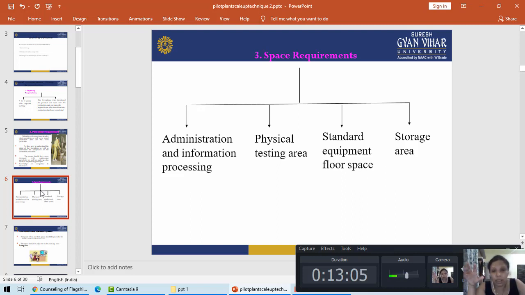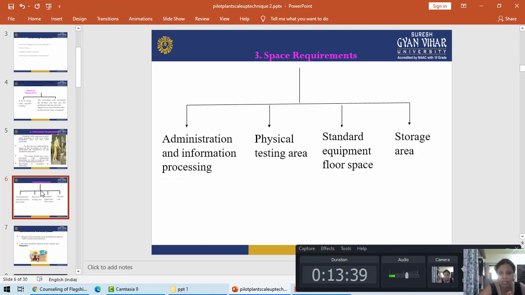Okay, so there are 4 types of spaces which we can consider in the pilot plant scale up. First one is the administration and information processing. In each and every manufacturing company, or in each and every R&D pilot plant, any place, there should be some administration work. So we have to provide some space related to the administration and information processing. There should be one space which is only for the administration work.